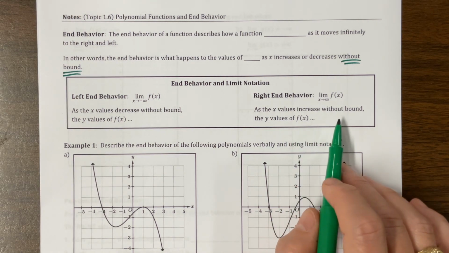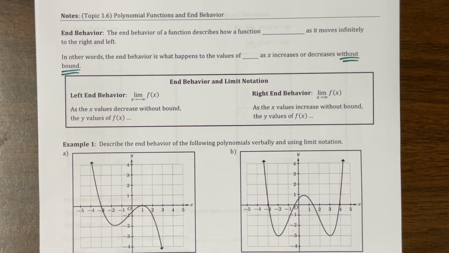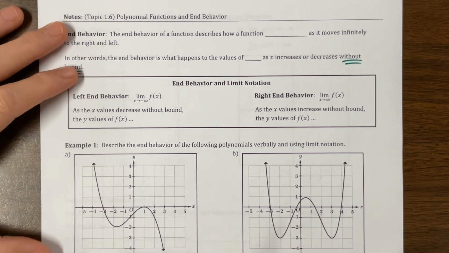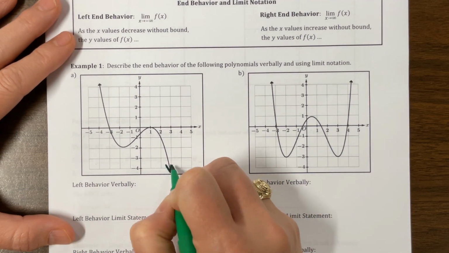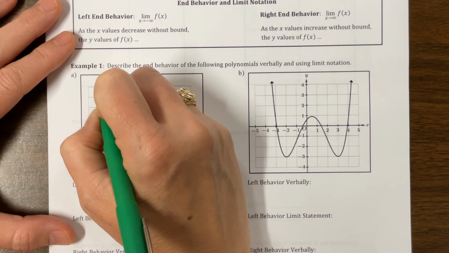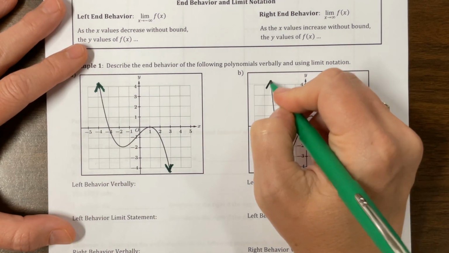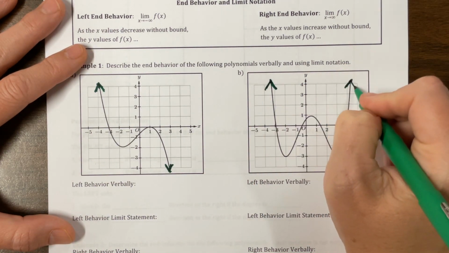Using this increasing or decreasing without bound language, it would say, as the x value increases without bound, the y value of f of x increases or decreases. Or we might say it goes to positive or negative infinity. Okay, let's see. So on this one, he's got arrows here going down and arrows here and here.